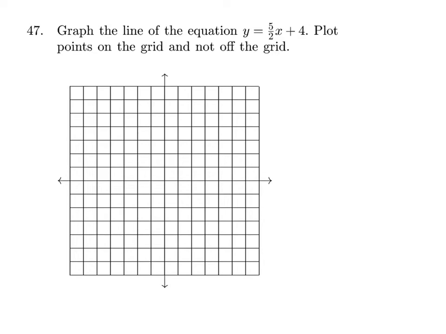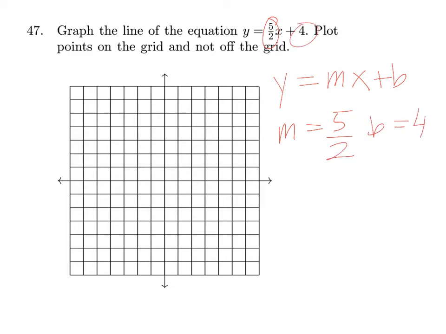Graph the line of the equation, plot points on the grid and not off the grid. Okay, so we need to have our linear equation in slope-intercept form. It already is. Fantastic. I need to identify my slope, which is 5 over 2, and my y-intercept, which is 4. So first thing you do is plot the y-intercept. You just go up or down the y-axis. So I'm going to go up.